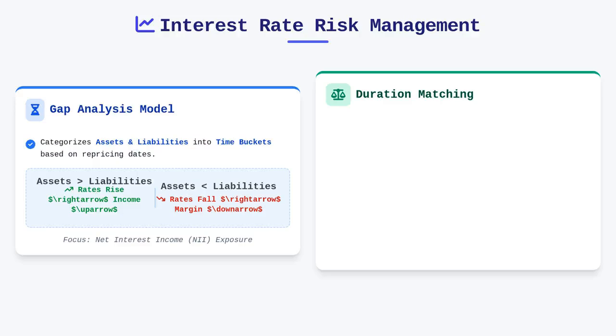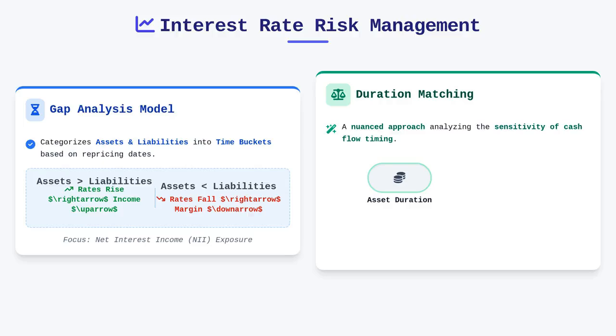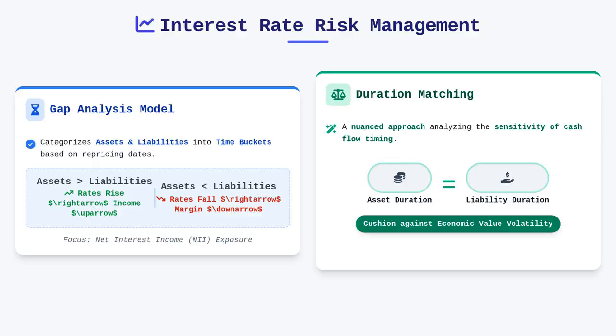This is where duration matching comes into play. It is a more nuanced approach than simple gap analysis because it considers the sensitivity of the cash flow timing. By aligning the duration of assets with the duration of the liability portfolio, the bank creates a cushion against economic value volatility.